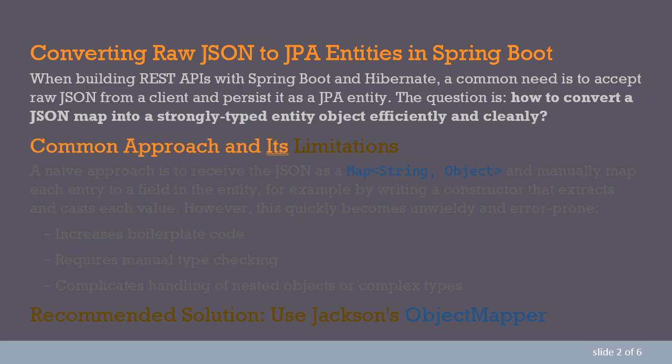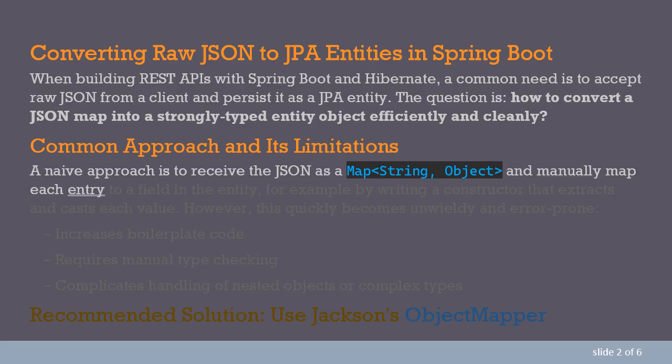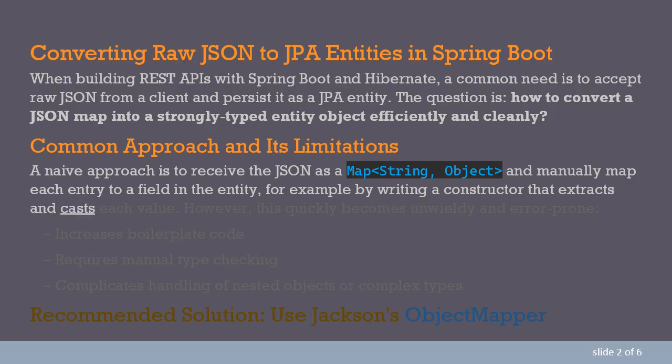Common approach and its limitations. A naive approach is to receive the JSON as a Map<String, Object> and manually map each entry to a field in the entity, for example by writing a constructor that extracts and casts each value. However, this quickly becomes unwieldy and error-prone.